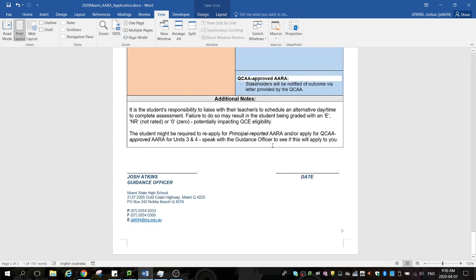So that's the AARA application itself. Please come and see me, phone, email, whatever means you can if you have any queries about the AARA process. It's not meant to be a difficult process, but a fair process for all students involved.